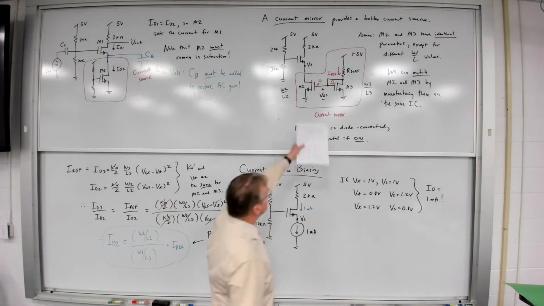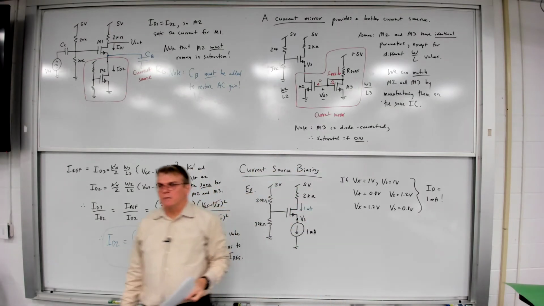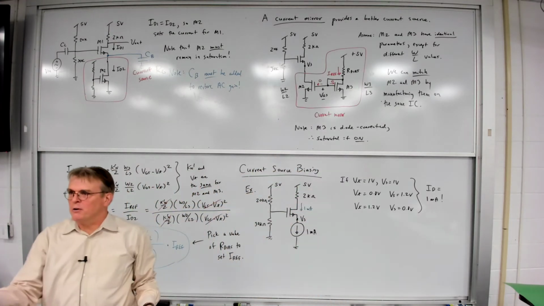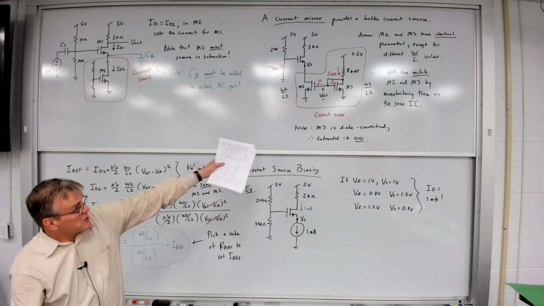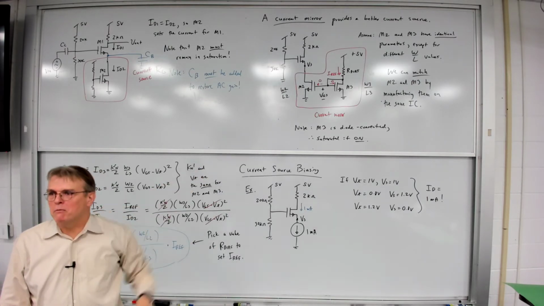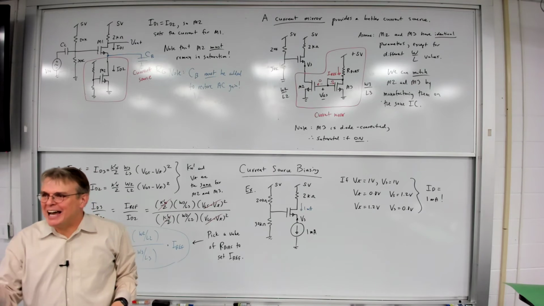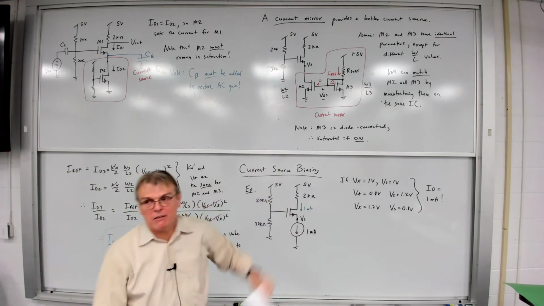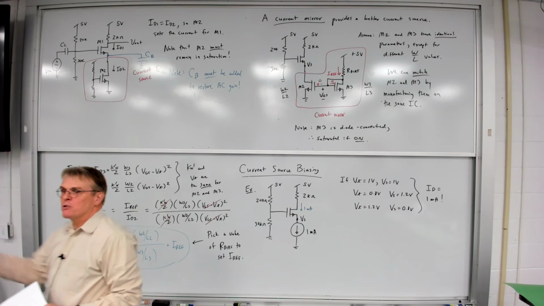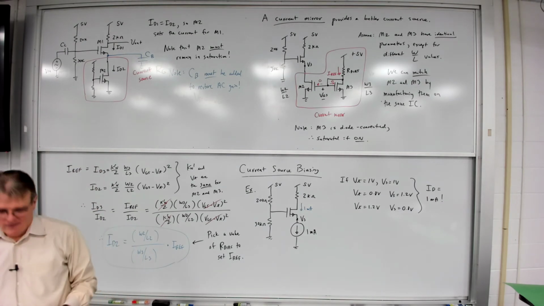In this case, you can calculate that yourselves. You can actually go through and decide and calculate for yourselves very quickly. If I want to set ID, you actually have done that problem before in your homework. So if you want to set ID3, all you have to do is pick the right value of R bias to do that, given the transistor parameters. All right?